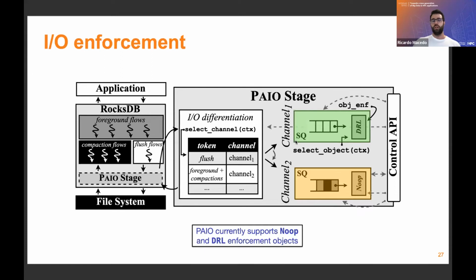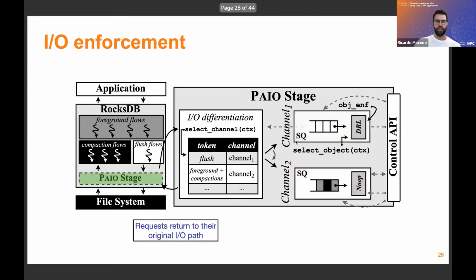On channel 2, it supports a NOP enforcement object that will basically act as a pass-through, so it will not implement anything over the foreground or compaction flows. So the requests are then returned to the original data path and are submitted to the file system. At this point, the requests are already enforced, and the optimization that we wanted to apply is already in course.